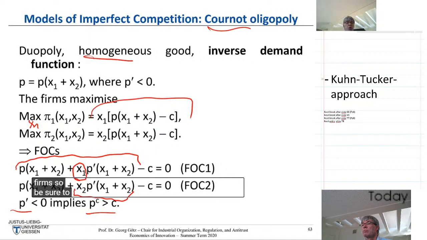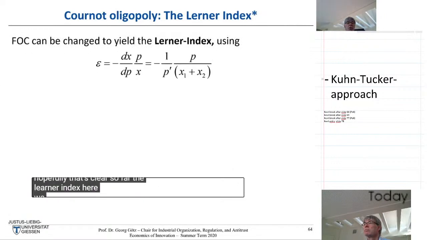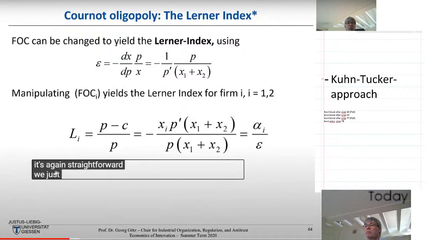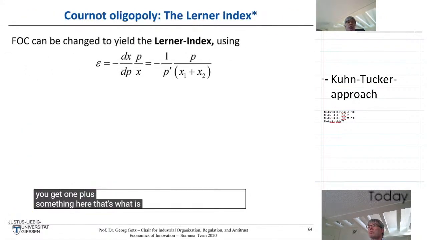So be sure to be well acquainted with the Cournot model. Hopefully that's clear so far. The Lerner index here, we already produced that previously. It's again straightforward. We just manipulate our first order conditions. Again, you would just factor out the P, you get 1 plus something. That's what is written here.